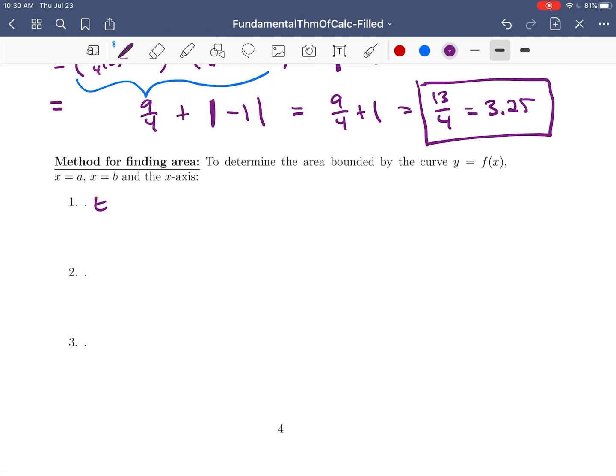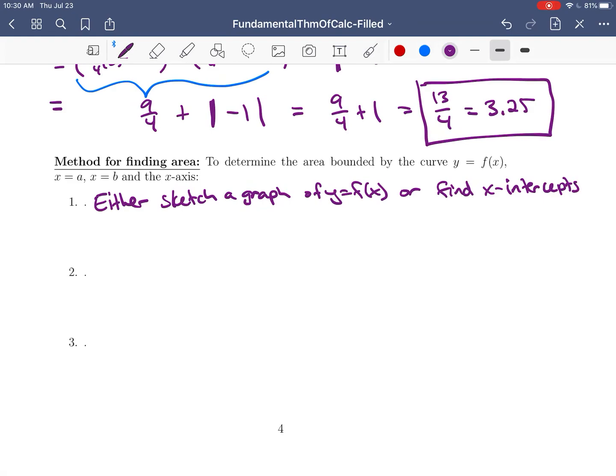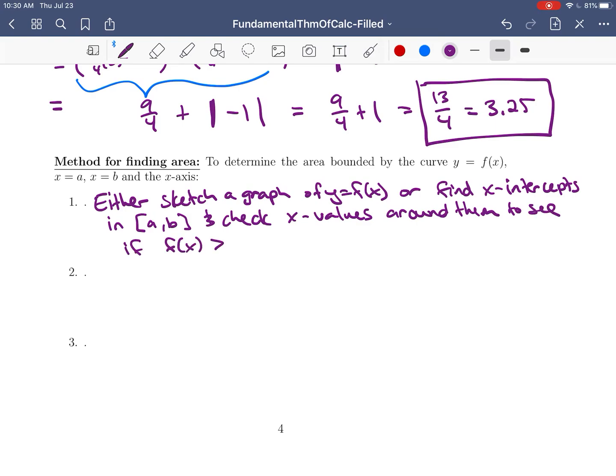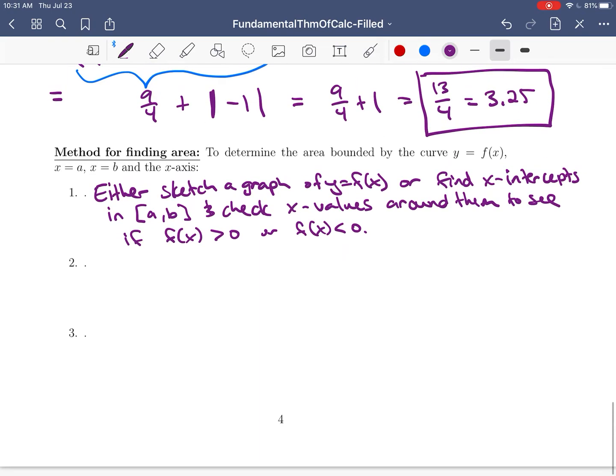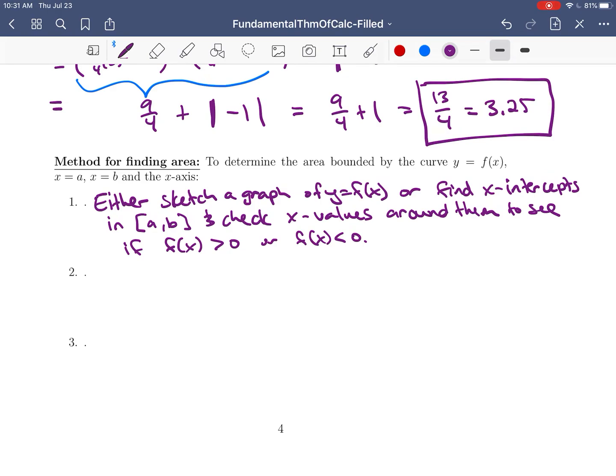So the idea when you're finding area, you want to either sketch a graph quickly of y equals f of x, or find the x-intercepts in the interval from a to b, and check x values around them to see if f of x is bigger than 0 or if f of x is less than 0. So that's going to split these into subintervals, or you could actually just absolute value each of these subintervals. You just might end up doing more work.